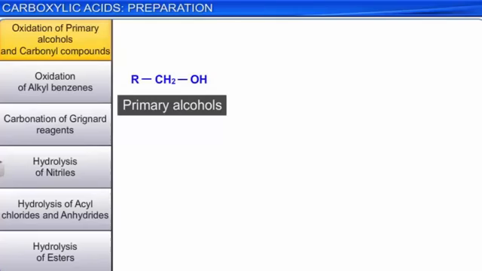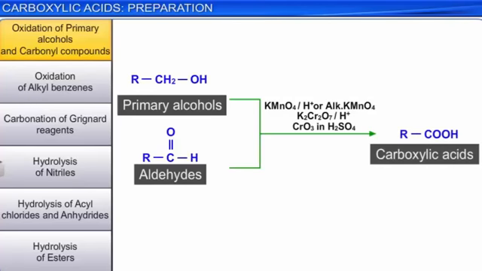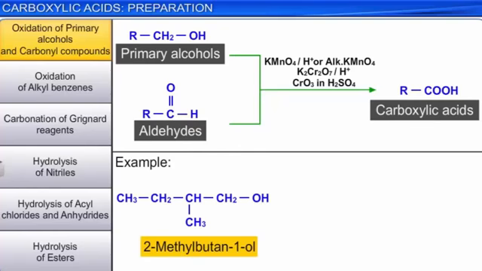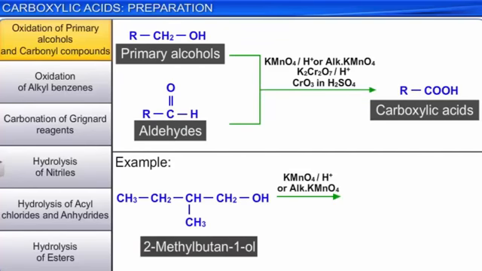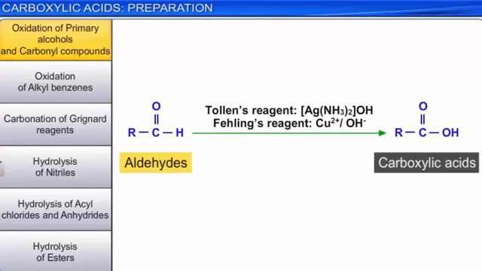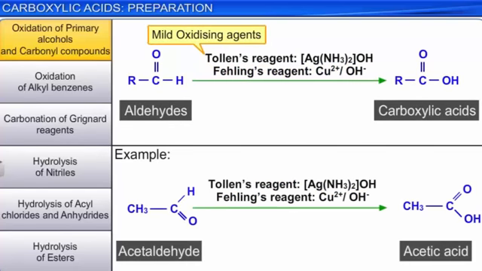Primary alcohols or aldehydes, on oxidation with oxidizing agents such as acidified or alkaline potassium permanganate, acidified potassium dichromate or chromium trioxide in sulfuric acid, give carboxylic acids with the same number of carbon atoms. For example, 2-methylbutan-1-ol on oxidation with acidified or alkaline potassium permanganate gives 2-methylbutanoic acid. Aldehydes can also be oxidized to the corresponding carboxylic acids, even with mild oxidizing agents such as Tollens reagent or Fehling's reagent. For example, acetaldehyde is oxidized to acetic acid in the presence of Tollens or Fehling's reagent.